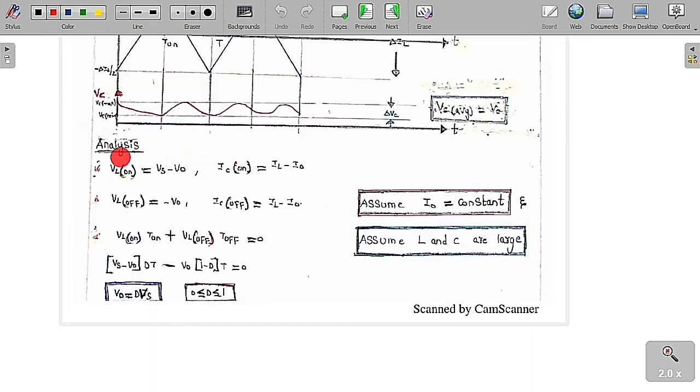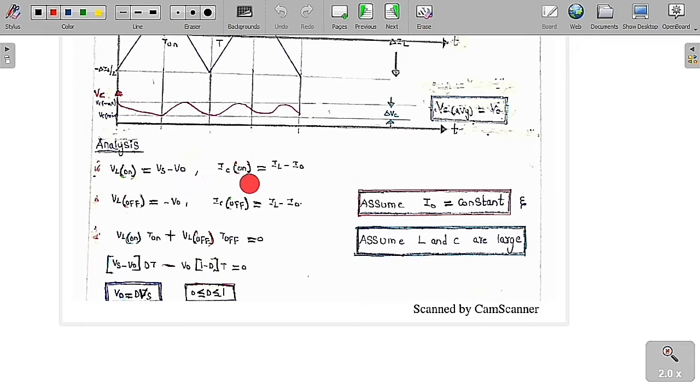Now we are going to analyze this one. What is going to happen? Whenever the switch is on, you can see clearly that VL, the voltage across the inductor during the on time, is equal to Vs minus V0. So VL on, the inductor voltage when the switch is on, is equal to Vs minus V0. We can get this from the circuit.